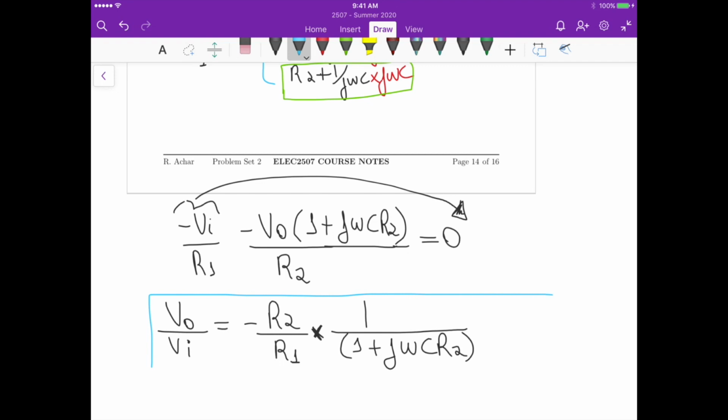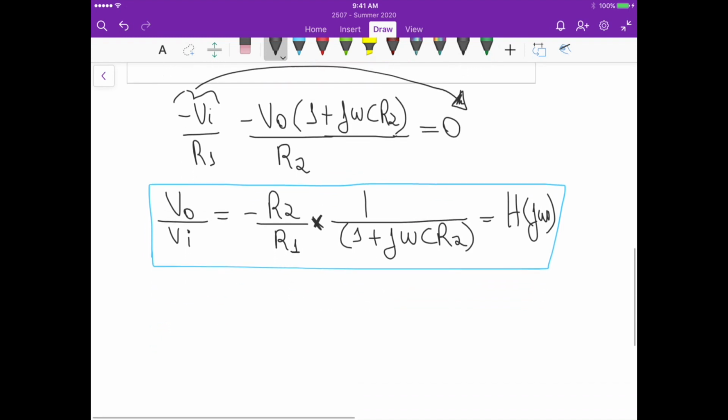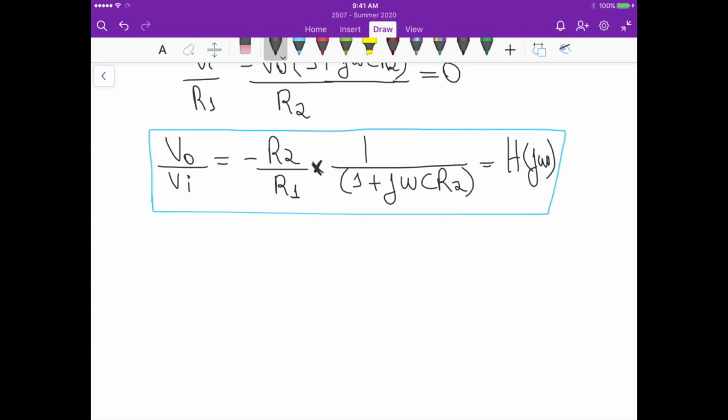Okay, so if you want, you can write this entire equation here equals H of j omega. That's the voltage transfer function for this circuit. Now the third part, part C, we have to define the DC gain. So let's see what happens with this equation at DC. Part C, DC gain. Now remember that DC means zero frequency, right? So omega equals 0.